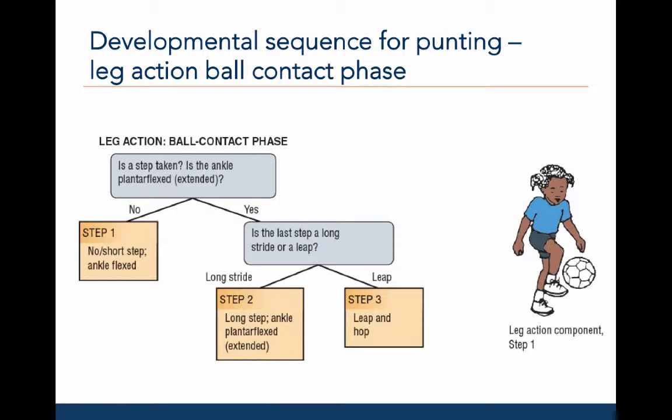In step 1, there is no step taken with a non-punting foot, or there is a very small step taken with a non-punting foot. In addition, the ankle is dorsiflexed, meaning that the toes are pointing up. In step 2, there's a long step with a non-punting foot, and the ankle is plantarflexed on the punting foot. In step 3, there's a long leap onto the non-punting foot. This leap allows the greatest force generation and transfer of momentum to the kicking foot.